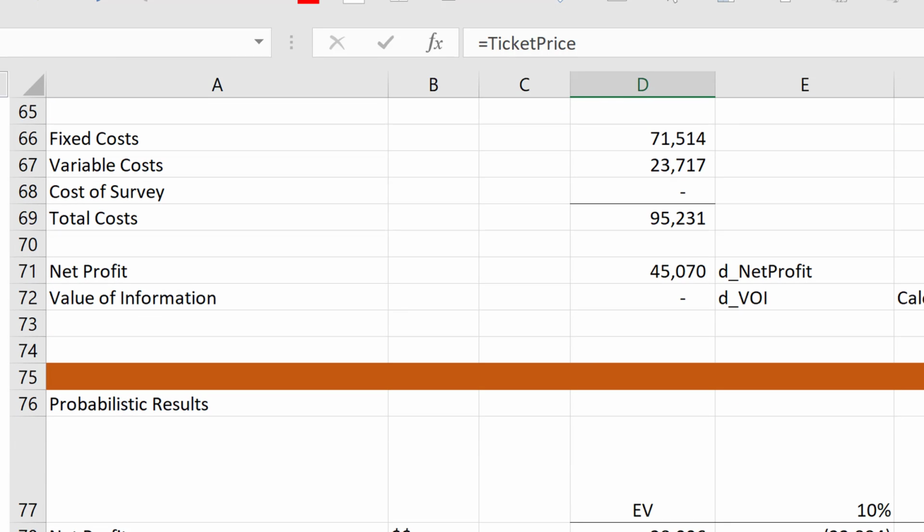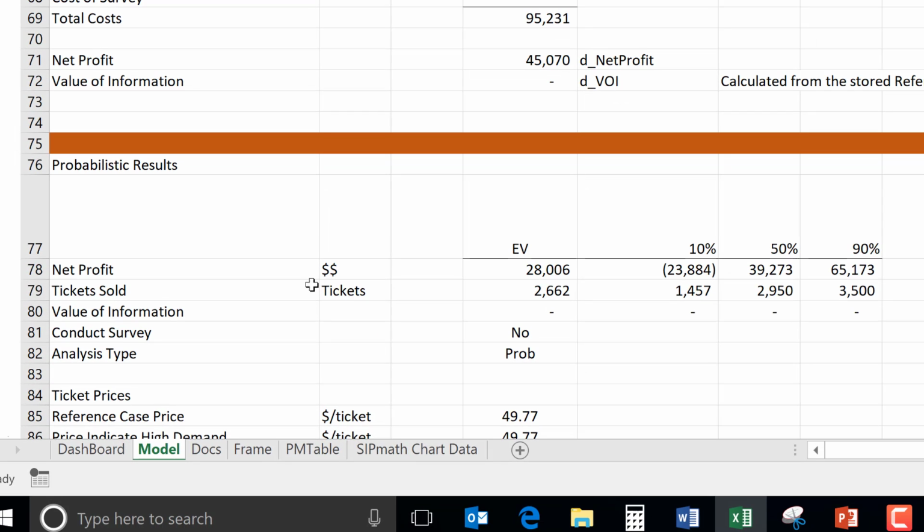So let's look at the probabilistic results down here. The net profit for this reference case right now, we haven't necessarily optimized the price yet, is $28,006 with a P10 outcome of minus 23,000 and the P90 outcome of positive 65,000. And you can see the range of tickets sold. Remember, we had a maximum of 35,000 tickets we could sell.